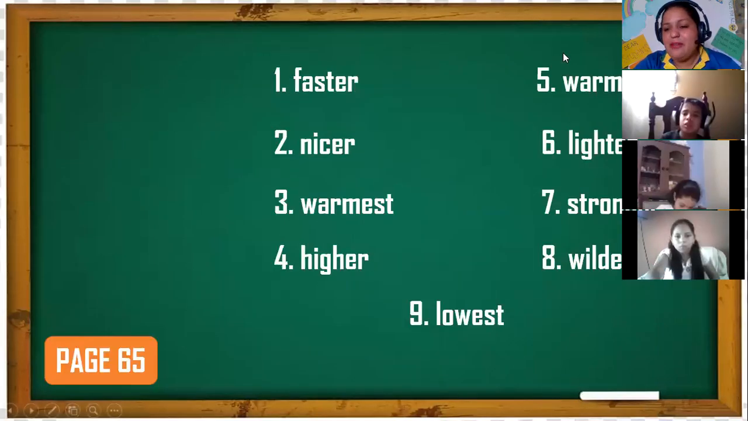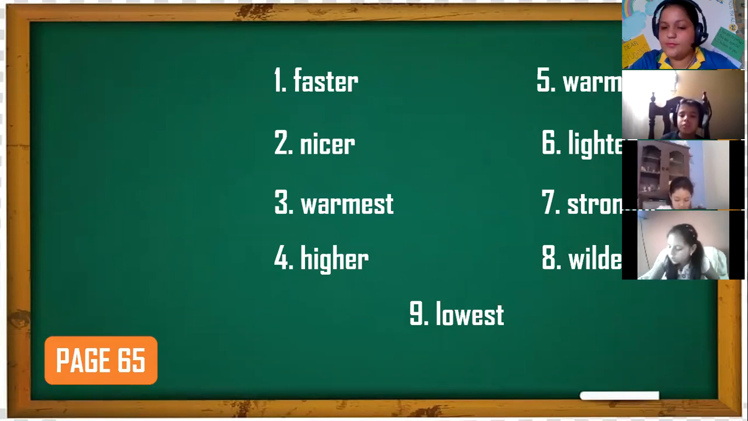Could you please help me by reading, Andrea, the instructions for the exercise on page number 65? Okay. Read each sentence, underline each word that is used to compare two things, circle each word that is used to compare more than two things. Okay, thank you very much, Andrea.